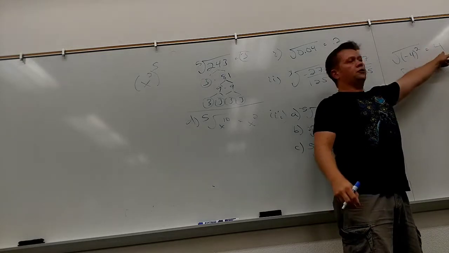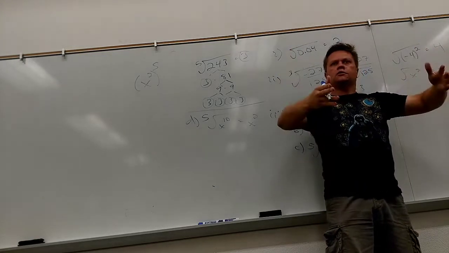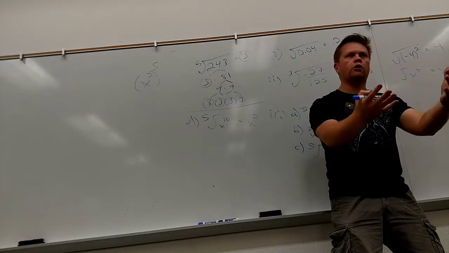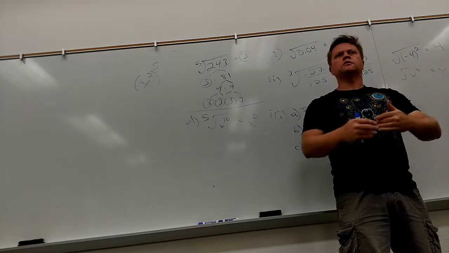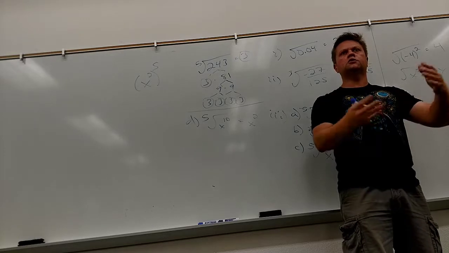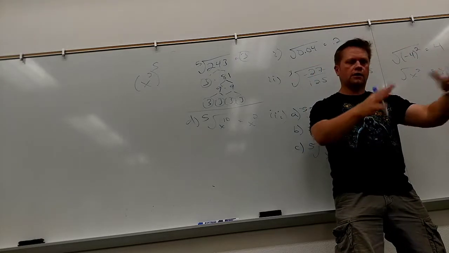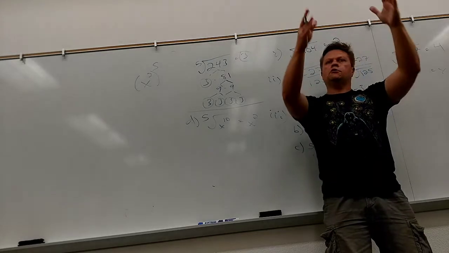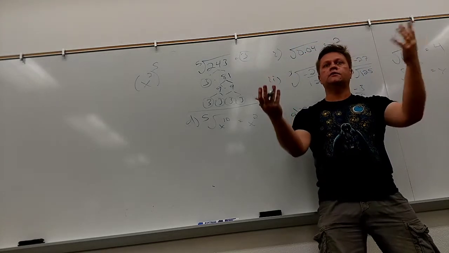Is it equal to negative 4? No, it's equal to the absolute value of negative 4. The outcome of a square root, of an even root, must be a positive number. It's understood to be the positive root. So you put an absolute value around it just in case the x itself is actually negative.